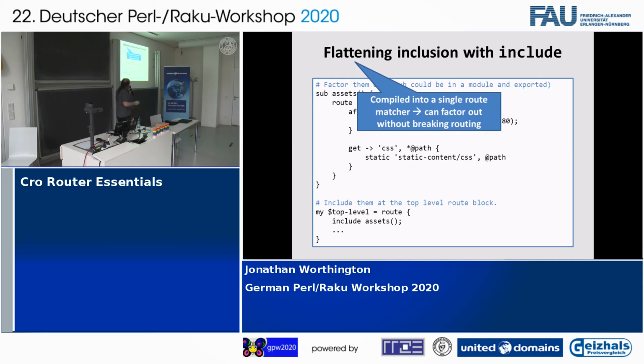So this is flattening inclusion of routes, and that means that all of the routes here are compiled into a single route matcher. And what that actually means for you is you can confidently factor these things out because you know it will compile into pretty much the same matching table, and you're not going to break the way that your rules match.